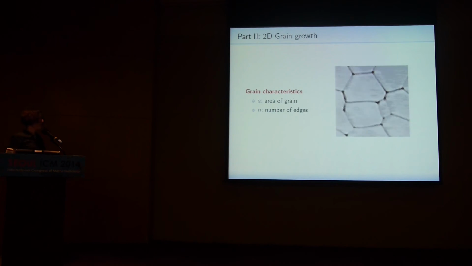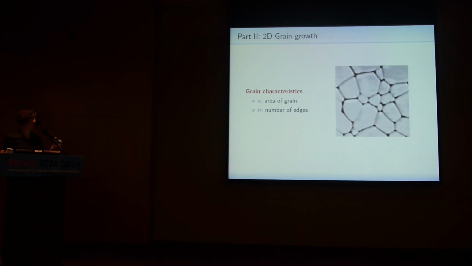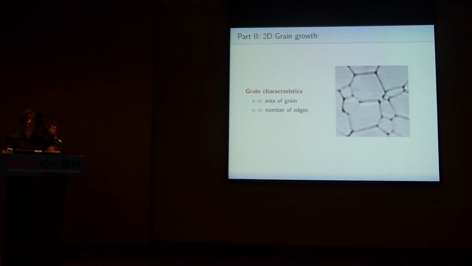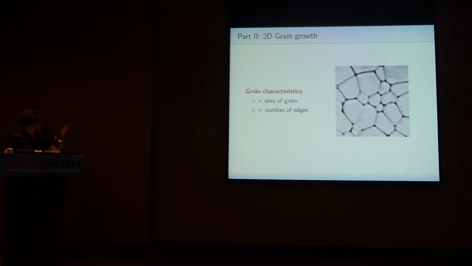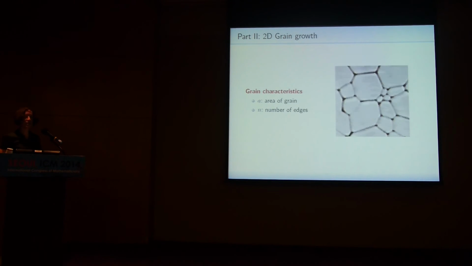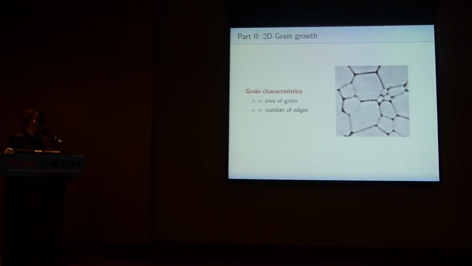Now, there's already one difference. In Ostwald ripening, we could characterize a grain, a droplet, by its radius. So the number density has just one variable, r, at the end of time. Here, to characterize such a grain, we need 2 variables: the area A of a grain and the number of edges or neighbors. So we have 2 variables. It makes things already more complicated. One is discrete, one is continuous.